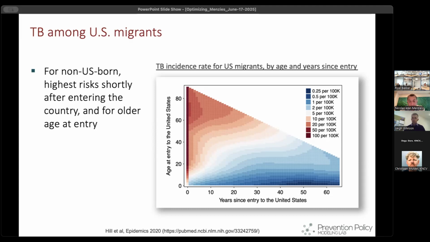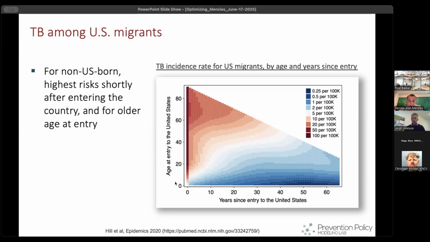And so the question of, will they and when will they develop TB in the United States will relate to how much exposure to TB infection they had before they entered, which crudely we're approximating here as a function of age, and then how the risk of progression changes over time as the delay since infection gets larger. So here in this plot, dark blue colors are low risk, dark red colors are high risk.